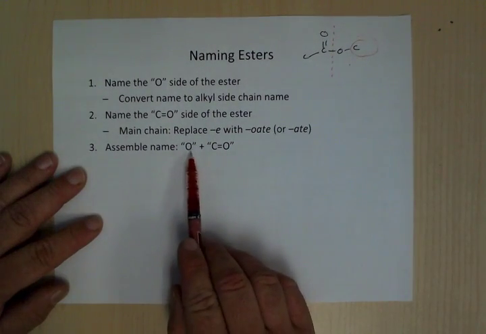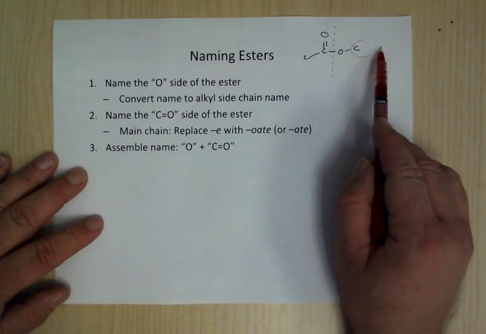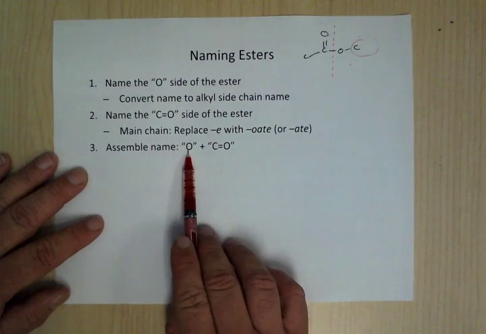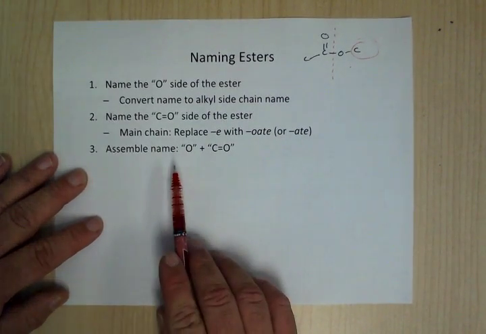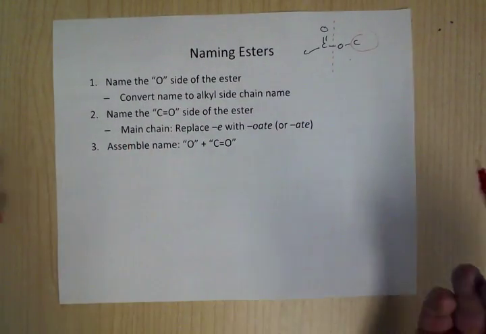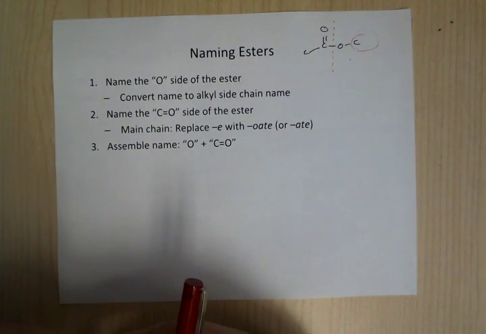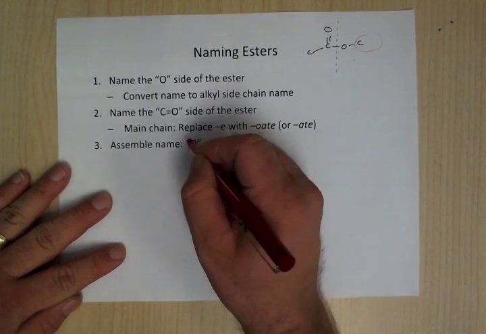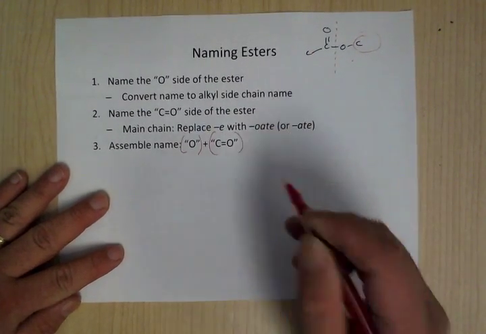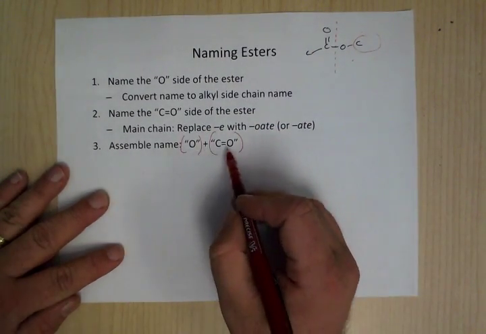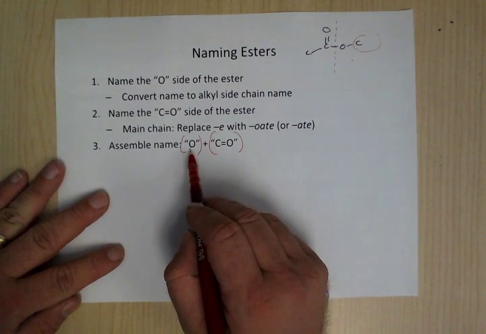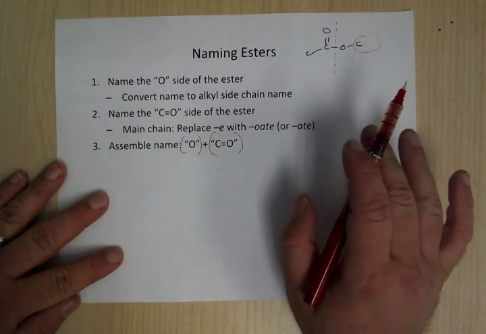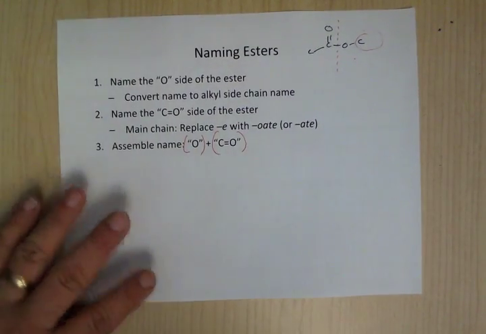The way you assemble this is, no matter what the O side is, you put that first, even if it starts with a Z. You put it first, and you do not mix them. Then you bolt on the C double bond O side. Usually I put parentheses around there just to remind myself that I do not mix them. It's this side first, and then this, no matter how screwy the name looks.